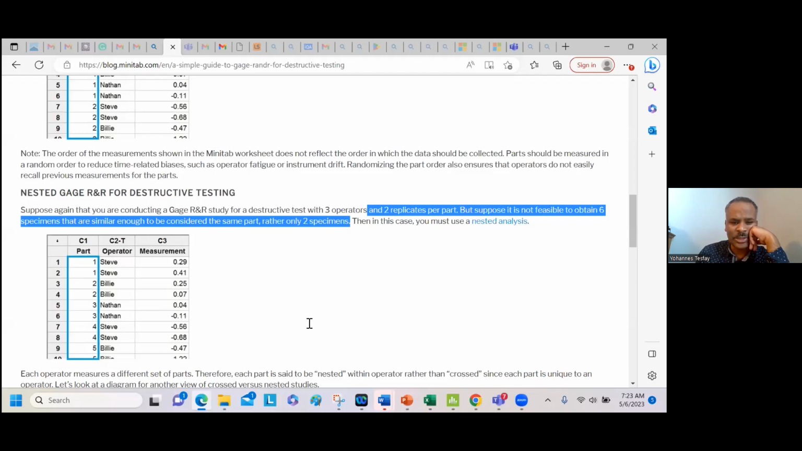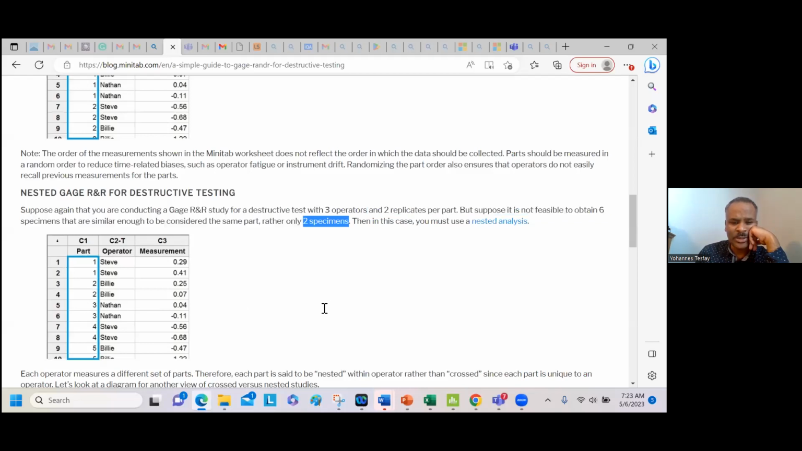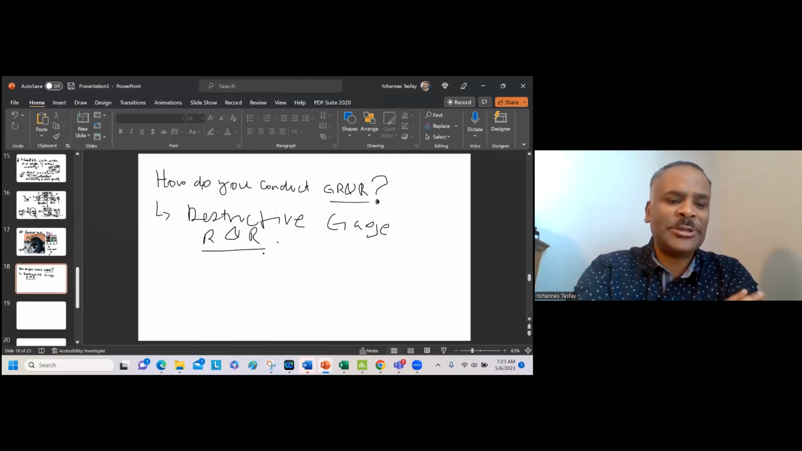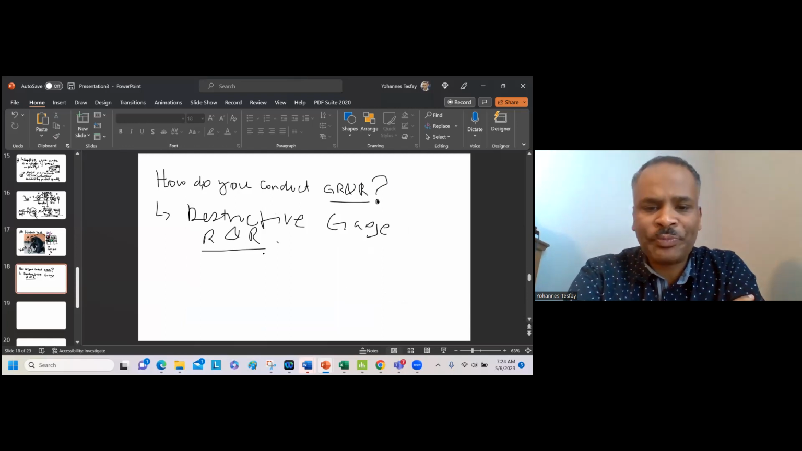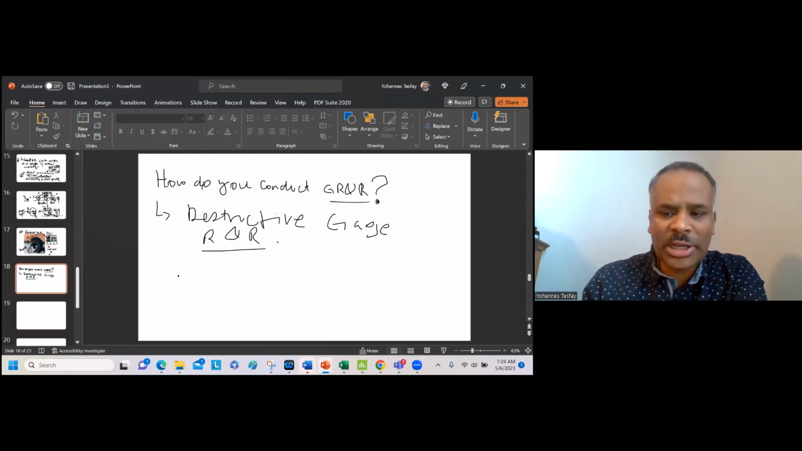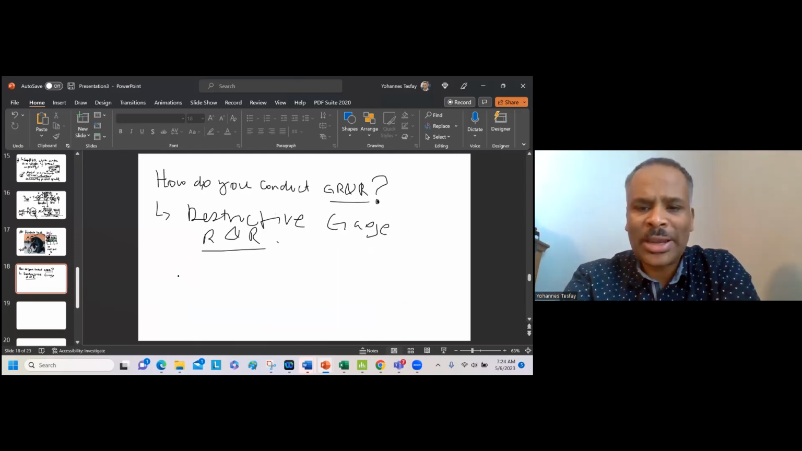The other is a nested example: operator 1 measures part 1, part 2, part 3, and the other operator measures different parts, then we compare. So this becomes a gauge R&R study. We call it a nested gauge R&R study. So a destructive gauge R&R study accomplishes that. Do you have any questions now?